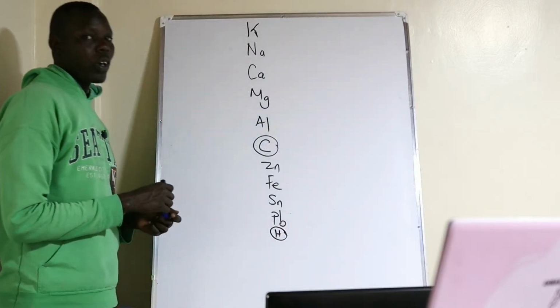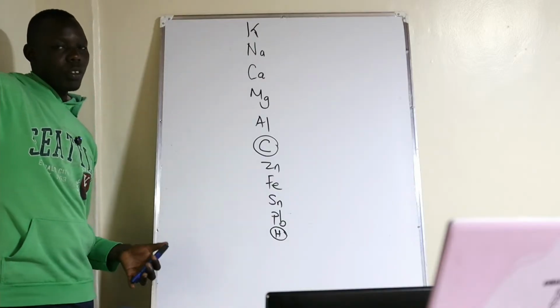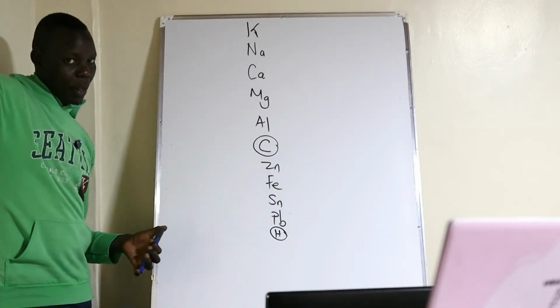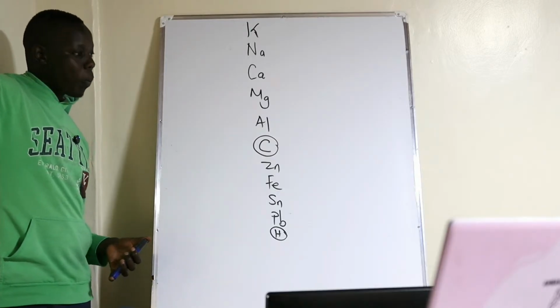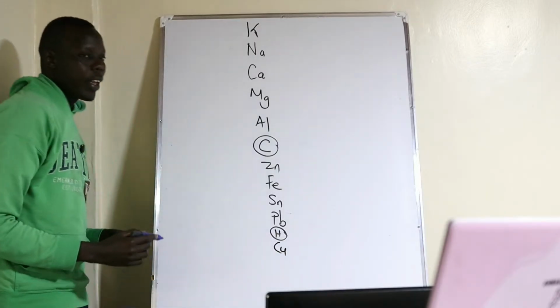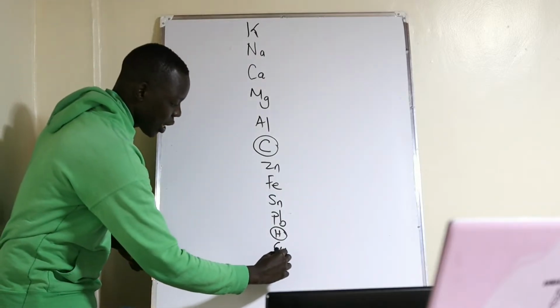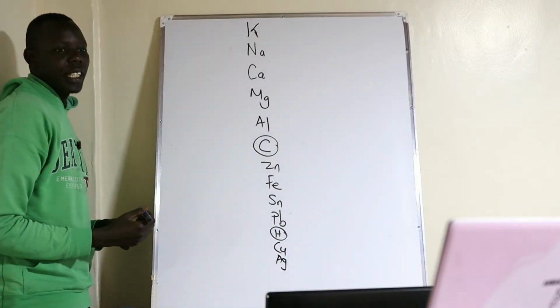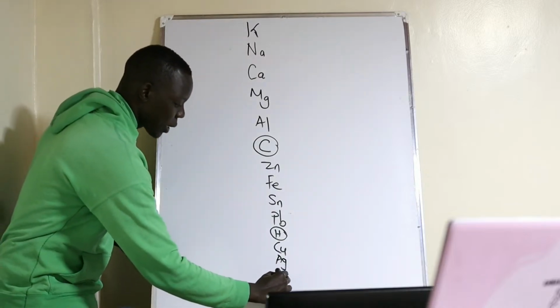Hydrogen appeared in our previous topics, like water and hydrogen. We saw how hydrogen could reduce some metal oxides. Then we have copper, Cu. Then we have silver, Ag. Then we have gold, then platinum. Gold is Au. Platinum is Pt.